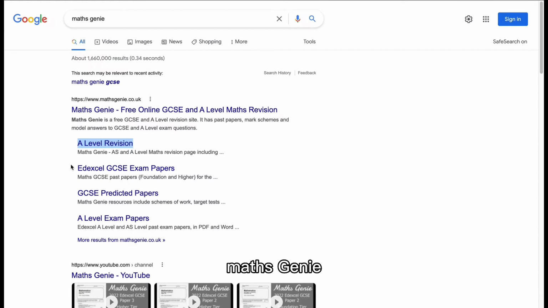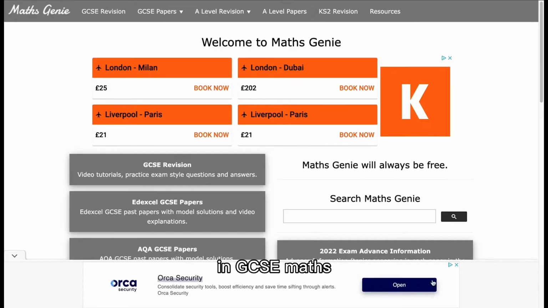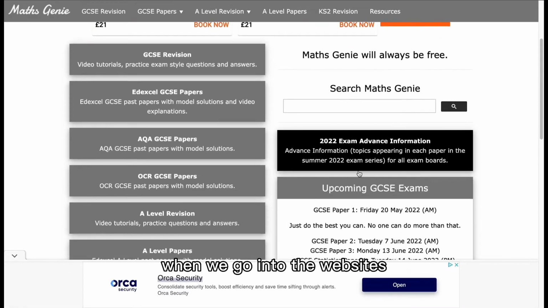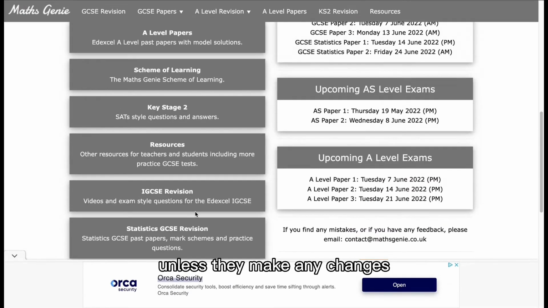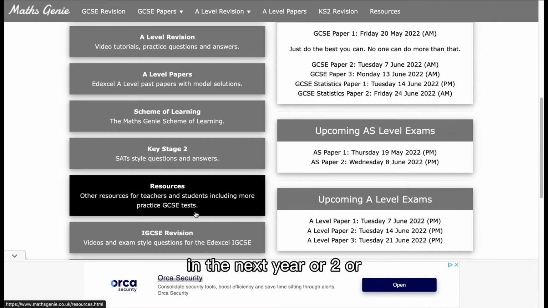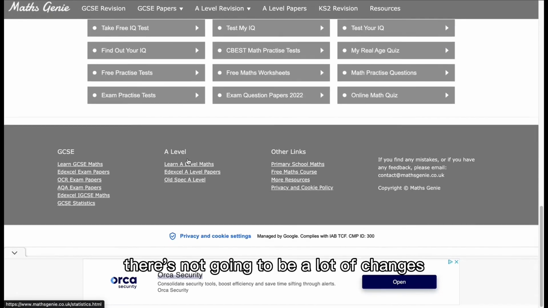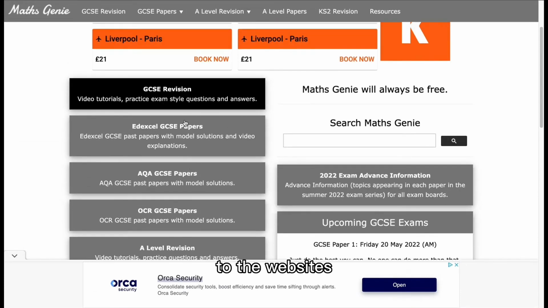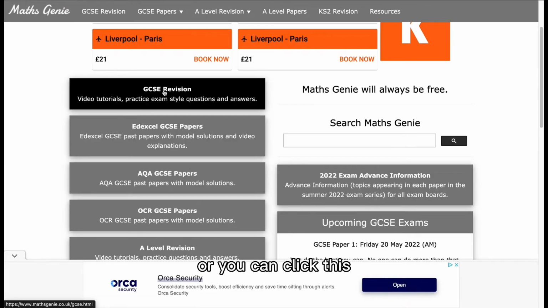Maths Genie is a very good website that will teach you how to get a grade 9 in GCSE Maths. When we go into the website, you can see that this is exactly how you will see it, unless they make any changes in the next year or two. At the time of recording, this is the way you're going to do it. There's not going to be a lot of changes, but the way I will go is to the GCSE revision tab, which I'm showing here, or you can click this button over here.